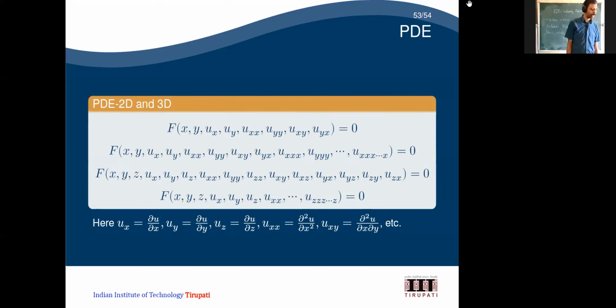Similarly, you can go for the 3D case also. Sorry, this is also again a 2D case with multiple variables: x comma y comma ux comma uy, uxx, uyy. If I just stop at uyy, then it will become a third order PDE. If I go up to x repeated n times, then it will become an nth order. Then the third one is 3-dimensional, and the fourth one again you can say is the 3D one with nth order. If z is repeated n times, then it is nth order.